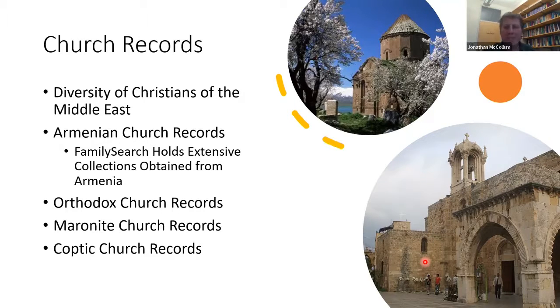It is important, again, to recognize the linguistic diversity of these records. Armenian church records will not surprisingly be written in Armenian. Orthodox church records may be written in Greek, or they may be written in Arabic, depending on the locale. Maronite church records are often written in Arabic, as the vast majority of Maronites lived in the region of Lebanon. And then, of course, there's the Coptic church records of Egypt that are often either in Arabic or in Coptic.